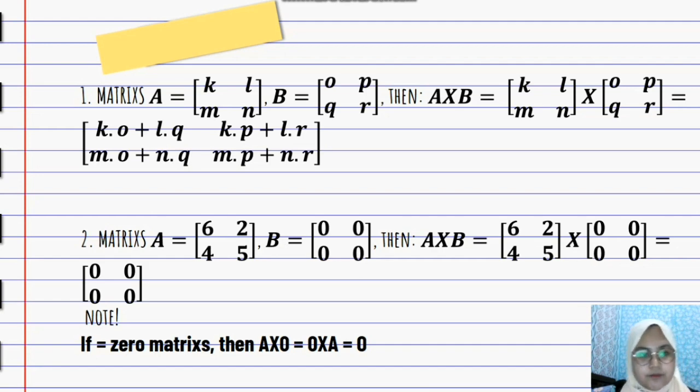And 2. Matrix A equals the brackets 6 2 4 5 and matrix B equals the brackets 0 0 0 0, then A plus B equals 6 2 5 4, and A times B equals 6 2 4 5 times 0 0 0 0 equals 0 0 0 0. Note, if O is a zero matrix, then A times O equals O times A equals 0.